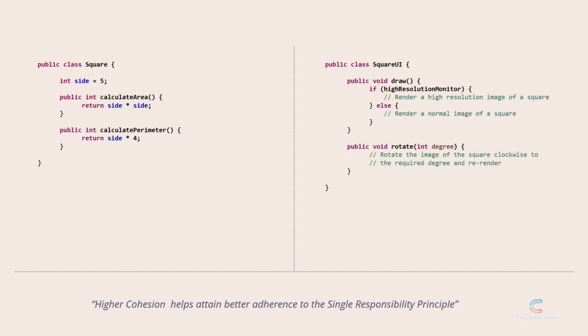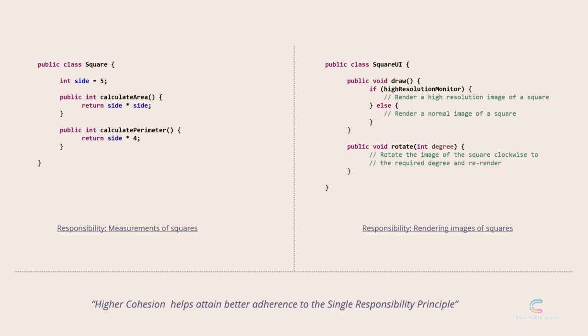For example, for the first class, Square, we can safely say that the responsibility of the Square class as a whole is to deal with the measurements related to a square. Similarly, for the second class, SquareUI, we can safely say that the responsibility of the SquareUI class as a whole is to deal with rendering the image of a square. So we just saw how aiming for higher cohesion can help us move towards conforming to the single responsibility principle.